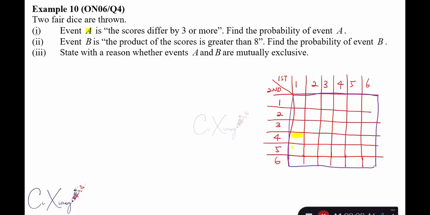Then the same thing happens for the next cell. 5 minus 1 also equals 4, which is more than 3. 6 minus 1 is the same thing. So please check cell by cell and highlight or put a sign on the cells that fulfill the condition for event A. If you check one by one slowly, you will see that these are the results that you have for event A.